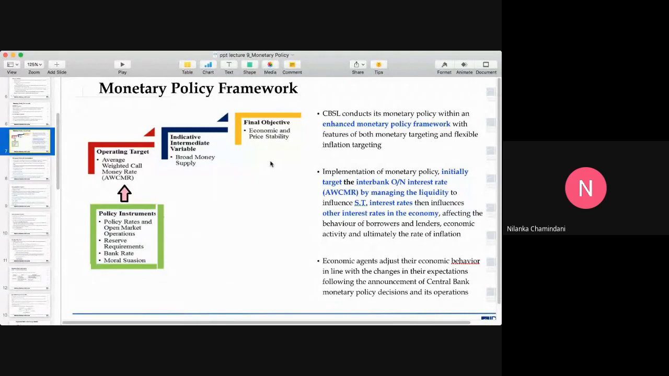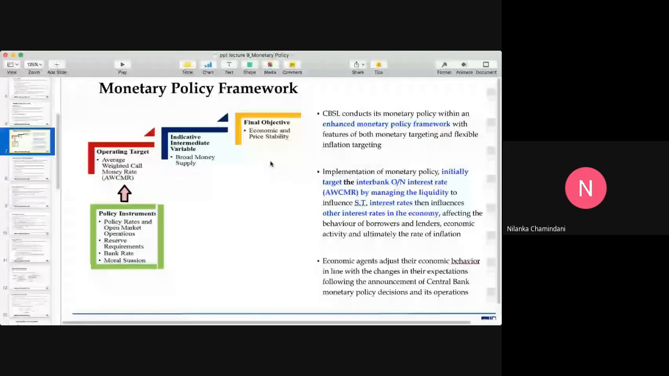The implementation of monetary policy initially targeted the interbank overnight interest rate, the average weighted call money rate. That is what AWCMR means. Under this new flexible inflation targeting framework, the operating target is the average weighted call money rate. We can see this as a key feature of the new flexible inflation targeting framework.